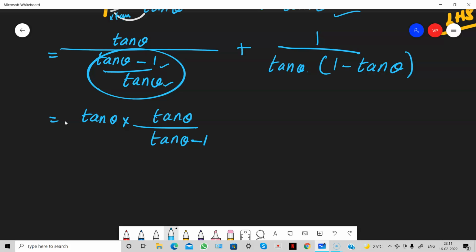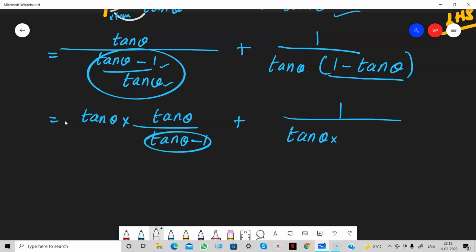Now look at this one. This is tan minus 1, but look at this one, this is 1 minus tan. I want to make both of them equal. So what I am doing right now is taking this negative 1 outside, so you can write tan theta minus 1. Do you understand this step? Good. Now what's the next step?